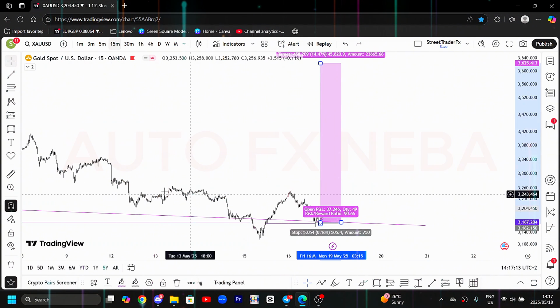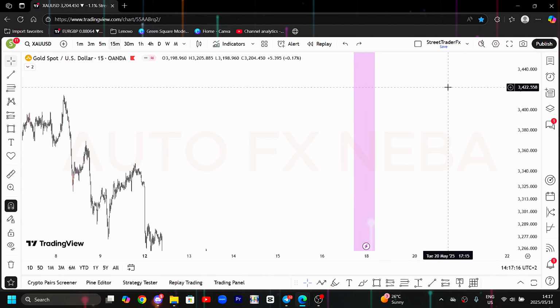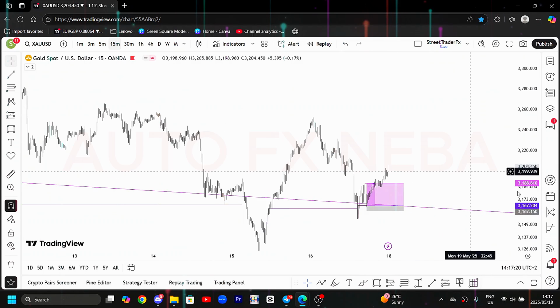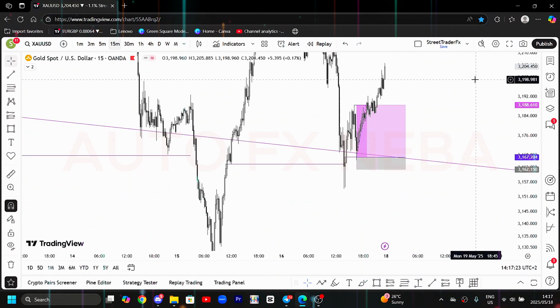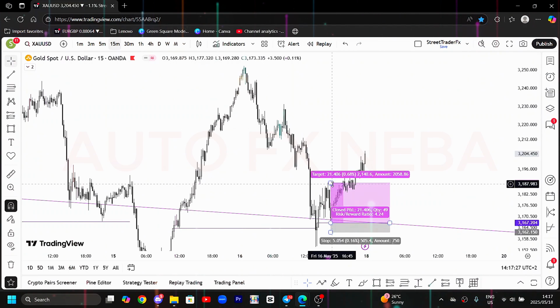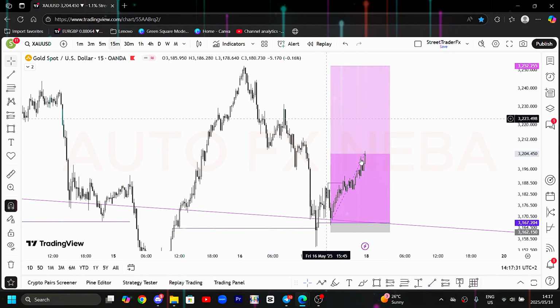So somewhere around here, somewhere around these highs, we're still going to get pullbacks, right? We're still going to get pullbacks. So this is basically how I took my trade with confirmation on Friday, right around here.